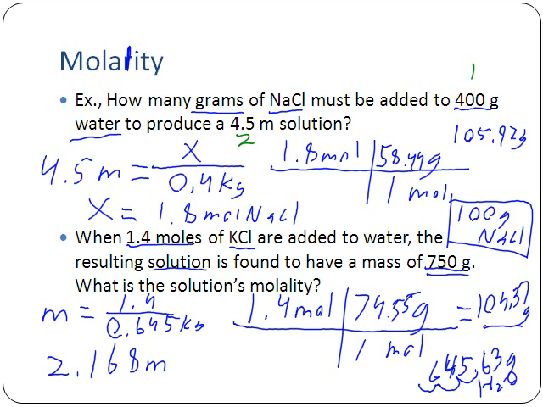Significant figure-wise, we have 1.4 moles KCl, that's 2 sig figs. I have 750 grams, that's 2 sig figs. So my 1.4 on top has 2. For the 0.645 on the bottom, I had to find the number of grams of KCl first, and that should have 2 significant figures. Then when I subtract that from 750, that's the tens place, so my answer should be around the tens place. So the 6 and the 4 are significant, which means this has 2 significant figures. I've got 2 for both of them, so my answer should have 2. My final answer here is 2.2. So the solution's molality is a 2.2 molal potassium chloride solution.